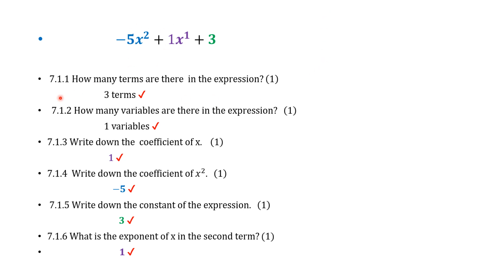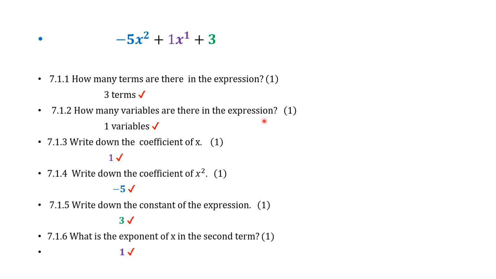Right, so first question here. How many terms are there in the expression? So if you look there, you see I colored one blue, one purple, and one green, right? Now we should know terms are separated by plus or minus signs. All right, so there we have minus, then we have the term 5x squared, plus, we have the term 1x, plus, then we have the term 3. So that gives me 1, 2, 3 terms, right? They're separated by the plus or minus. So therefore, 3 terms, 1 mark.